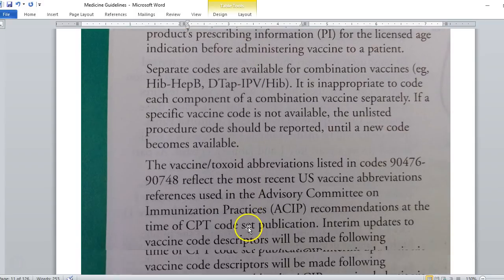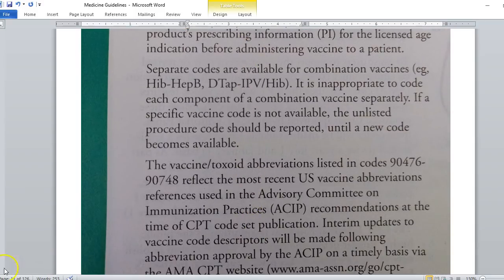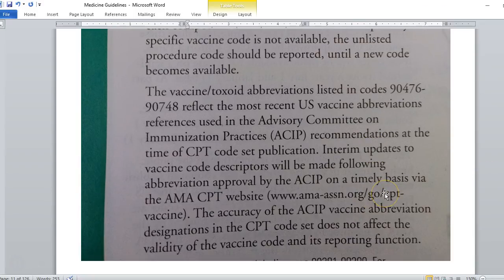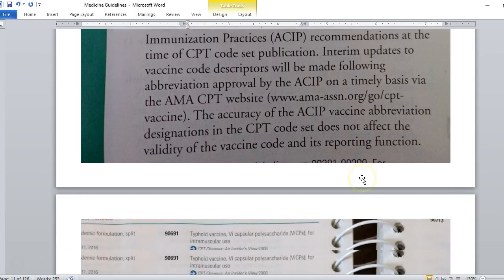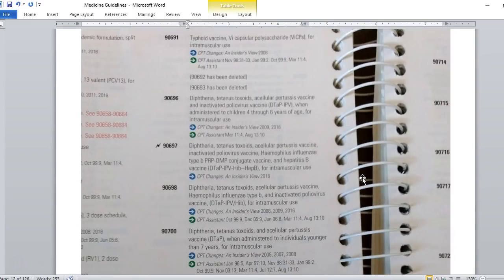It also reminds us that there are separate codes for combination vaccines. And again, if it is a combination vaccine, meaning there's more than one type of vaccine in that vial, we have to use a combination vaccine code. It then goes on to remind us that it uses the ACIP, the Advisory Committee on Immunization Practices, recommendations on a yearly basis. And again, as we see here with things like the typhoid vaccine, it tells us intramuscular use.